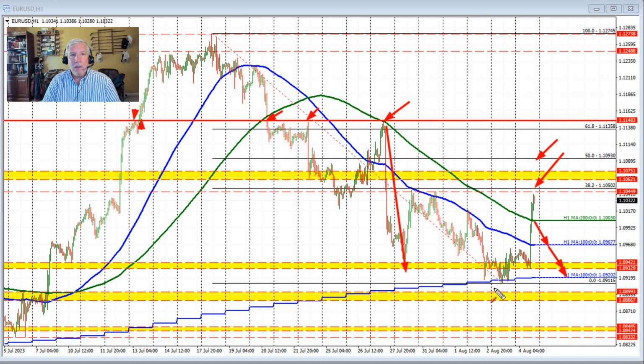But right now, the buyers are more in control on the daily chart. The buyers are trying to take more control on the hourly chart. Let's get above the 38.2% retracement. We can say that they are taking back more control from the sellers.